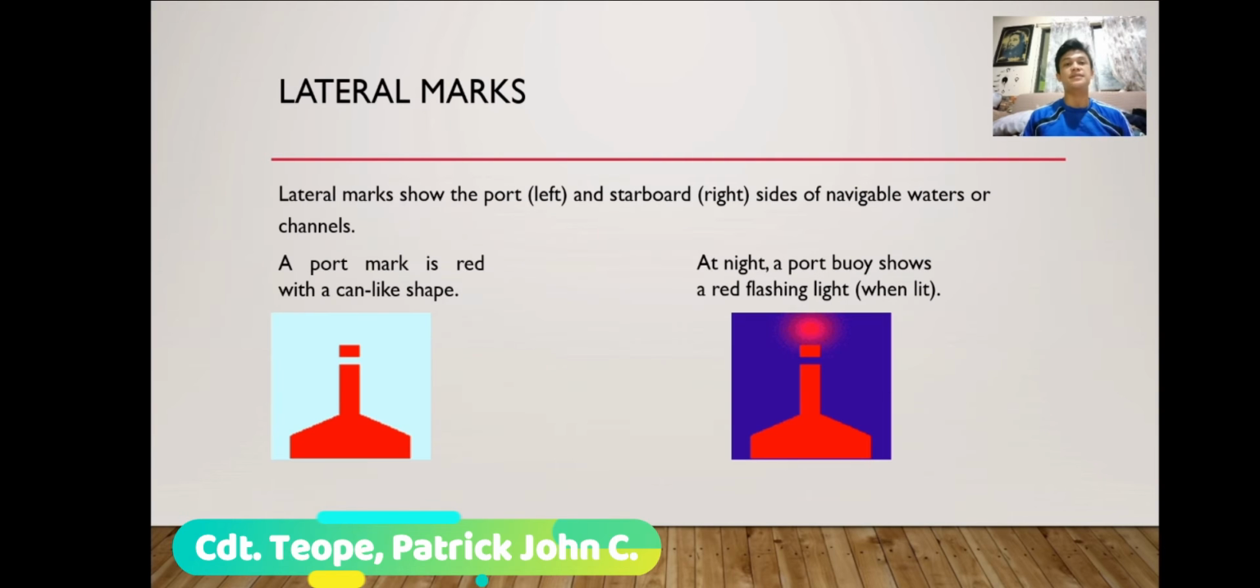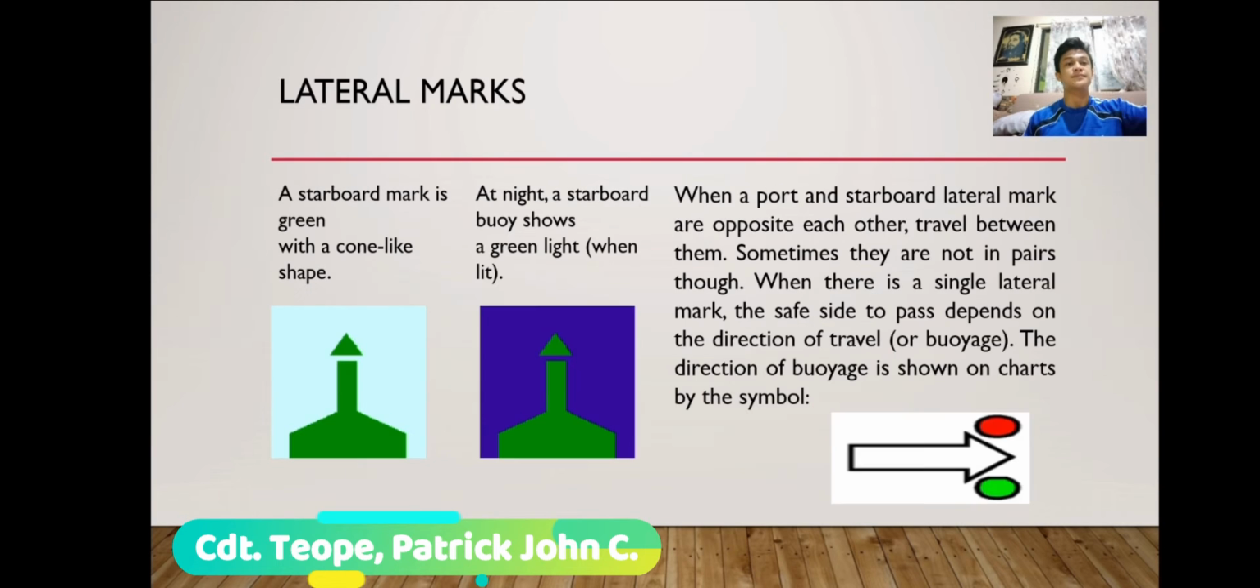Next, lateral marks. Lateral marks show the port and starboard sides of navigable waters or channels. So, a port mark is red with a can-like shape, and at night, a port buoy shows a red flashing light. On the other hand, a starboard mark is green with a cone-like shape, and at night, a starboard buoy shows a green light.